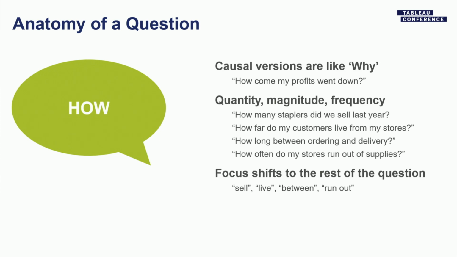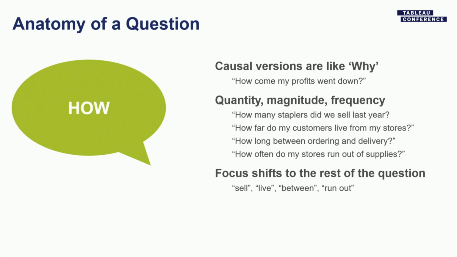And finally, how. These come in a variety of shapes and flavors. How come my profits went down is actually more of a why question. Why did my profits go down? But a lot of times it introduces these different ideas of quantity, magnitude, and frequency. How many staplers? How far do my customers live? How long between ordering and delivery? And so those types of questions are often introduced by how. But really, the focus shifts to the rest of the question. In these examples, the words sell, live, between, and run out are really the things that are most interesting.